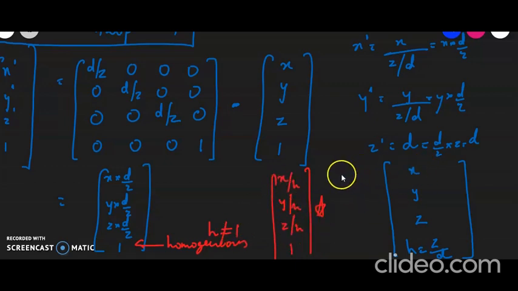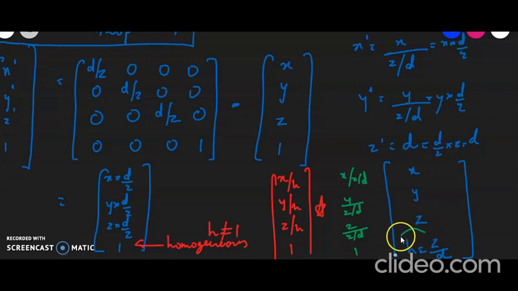So it will be X upon Z by D, Y upon Z by D, Z upon Z by D, and last value will be 1. So what is X upon Z by D? X into D by Z. Y upon Z by D, Y into D by Z. Z upon Z by D is D, and the last value is 1, right?